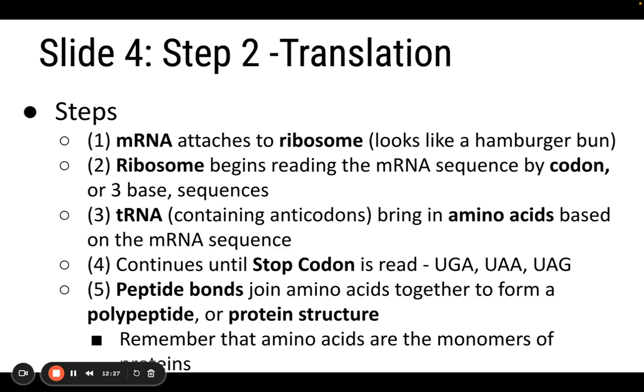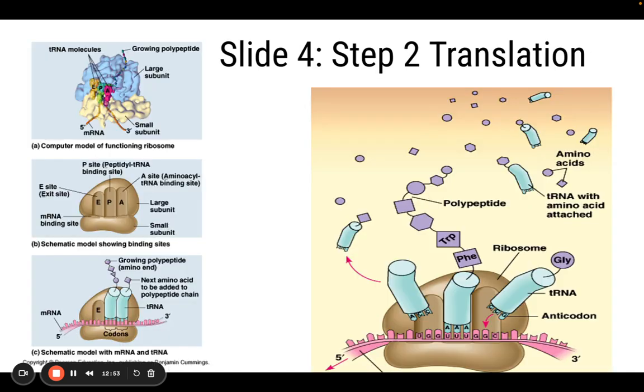Important vocabulary: peptide bonds are the bonds that hold the individual amino acids together. So remember, they get brought into the ribosome by the transfer RNA, and as they get dropped off one by one, the amino acids are chemically bonded using peptide bonds to form a polypeptide or a protein structure. So these are some terms from earlier units we've covered. And just remember, as I stated earlier, amino acids are the monomers of proteins.